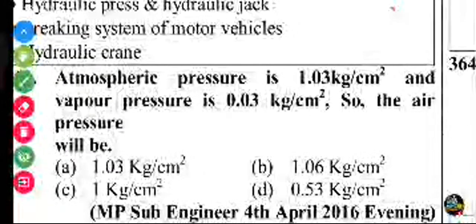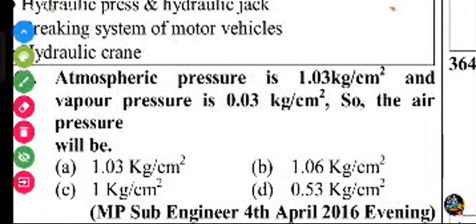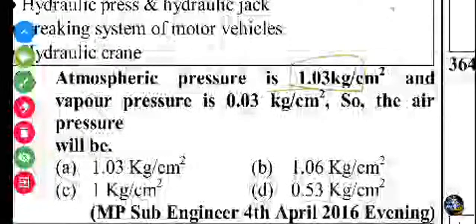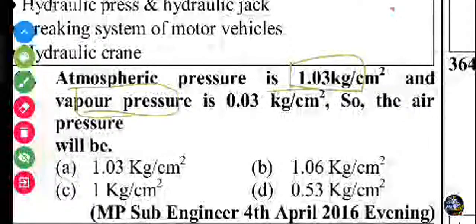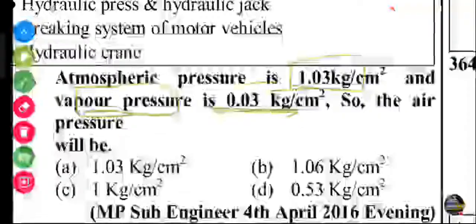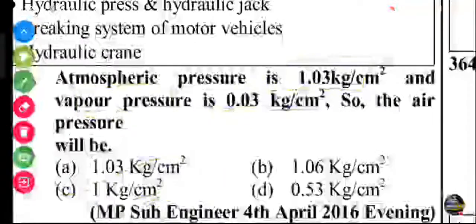Atmospheric pressure is 1.03 kg per centimeter square, and the vapor pressure is 0.03 kg per centimeter square. So the air pressure is atmospheric pressure minus vapor pressure, 1.03 minus 0.03, or 1 kg per centimeter square. C is the answer.